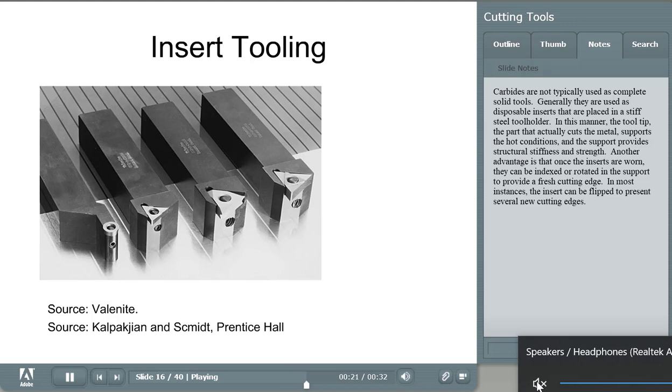Another advantage is that once the inserts are worn, they can be indexed or rotated in the support to provide a fresh cutting edge. In most instances, the insert can be flipped to present several new cutting edges.